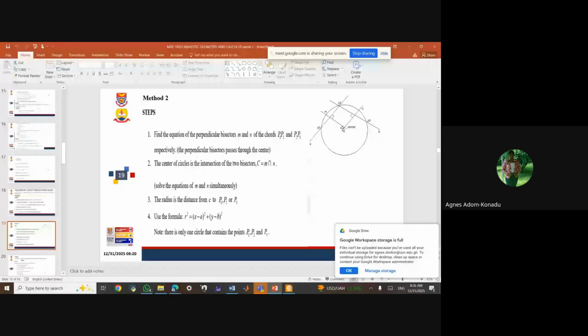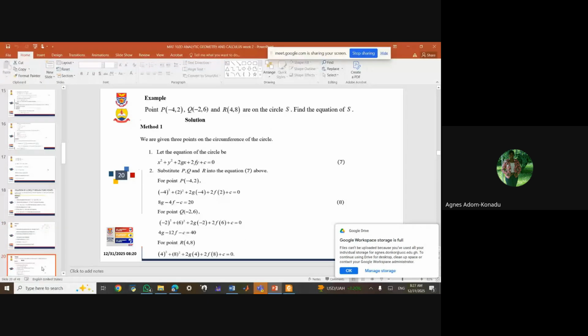Then after finding the center, you can find the radius. The radius is the distance from the center to any of the points, either P1, P2, or P3. After finding the radius and the center, you use the formula r squared is equal to (x minus a) all squared plus (y minus b) all squared. If you don't remember, then we can look at this.